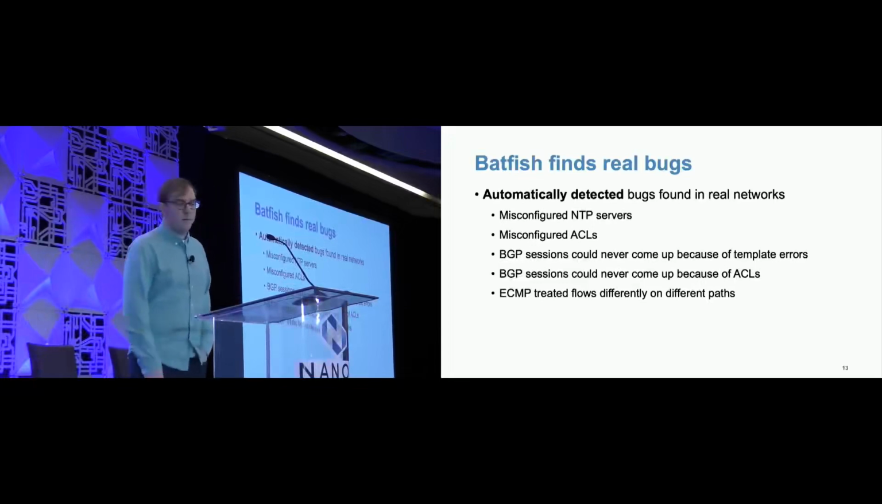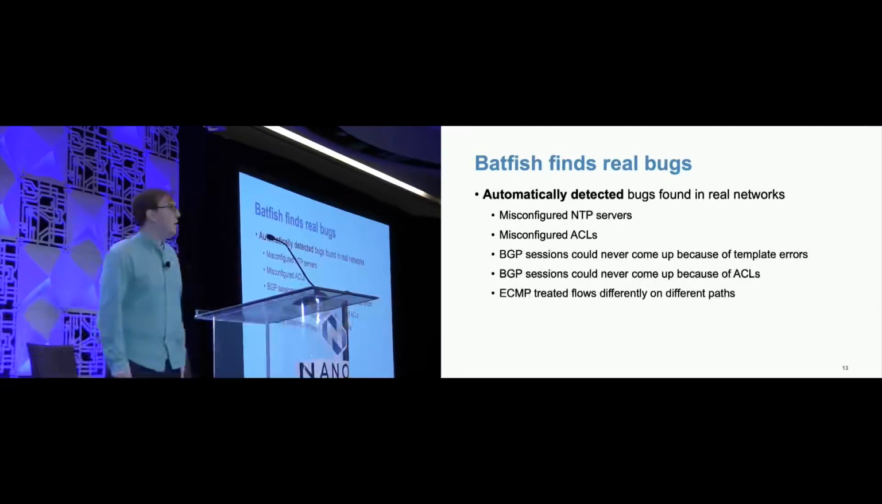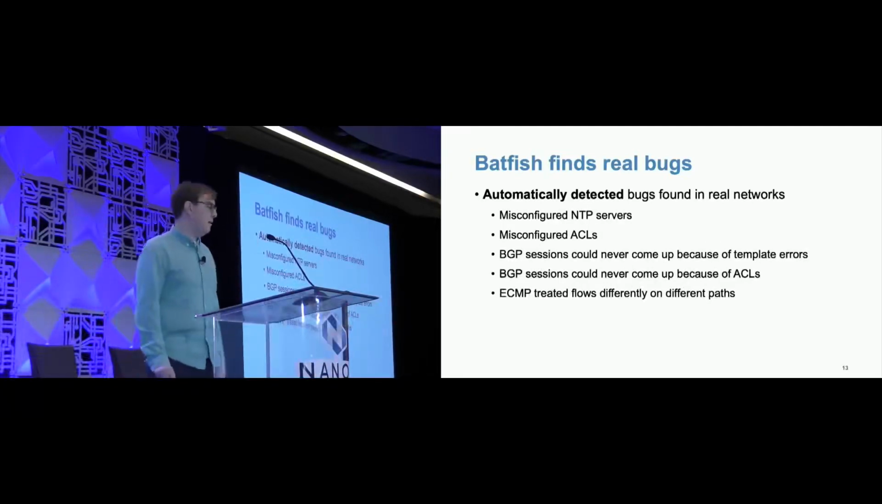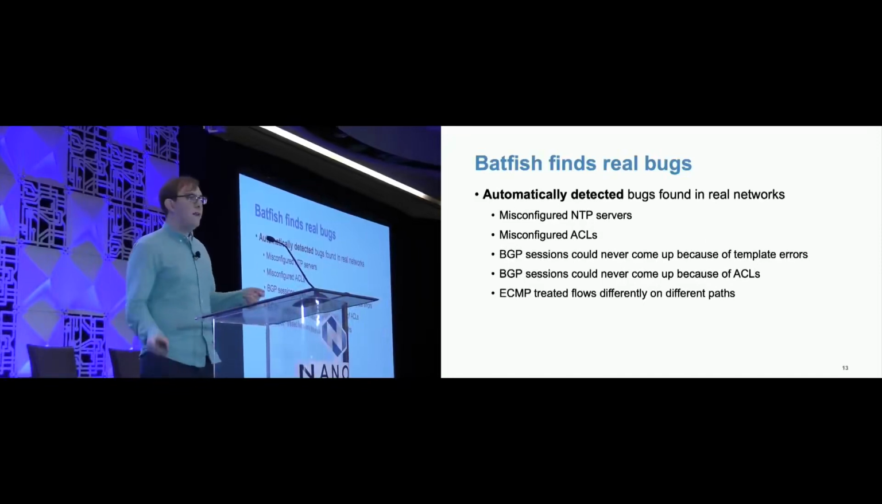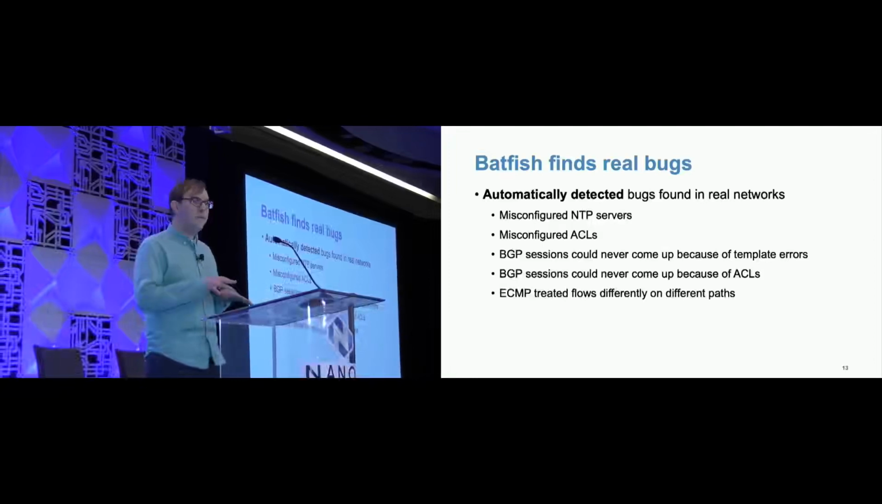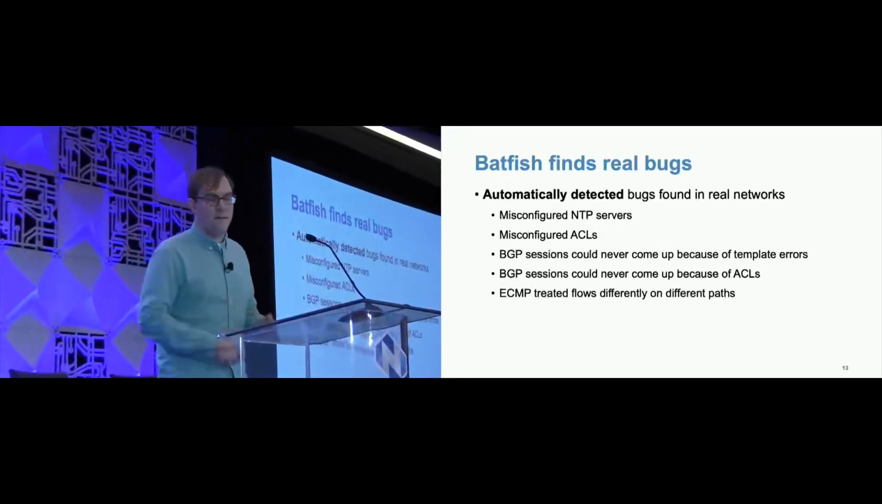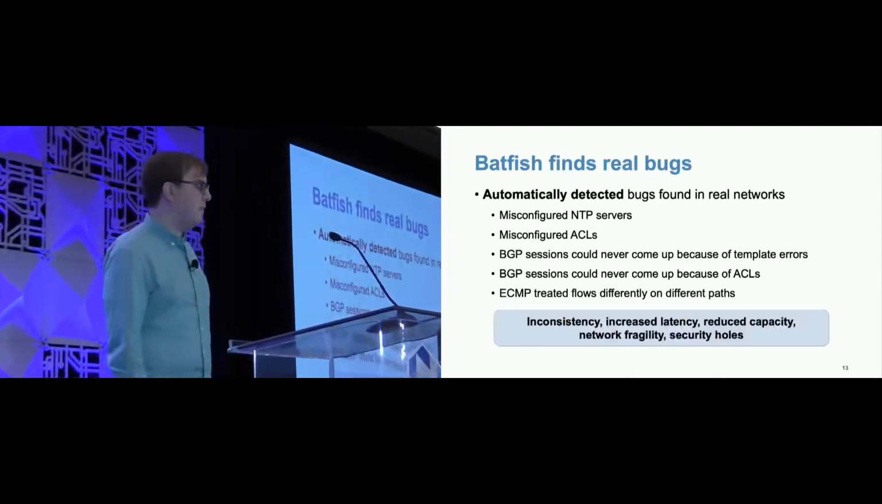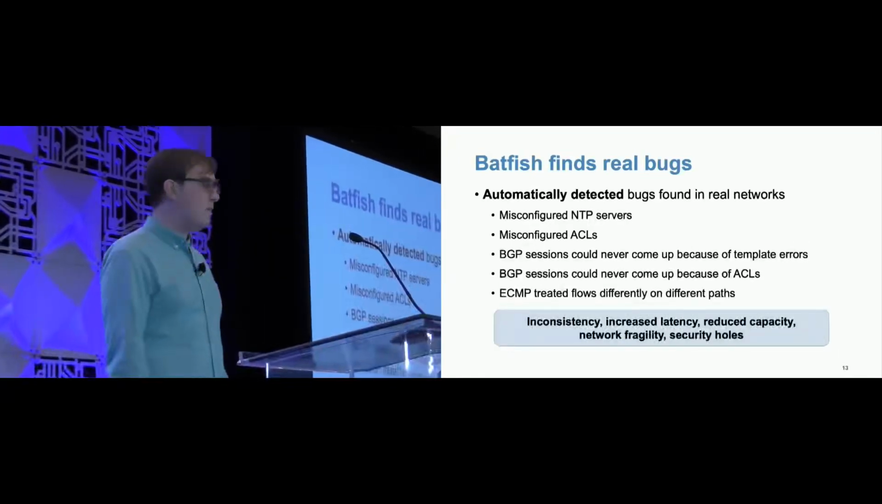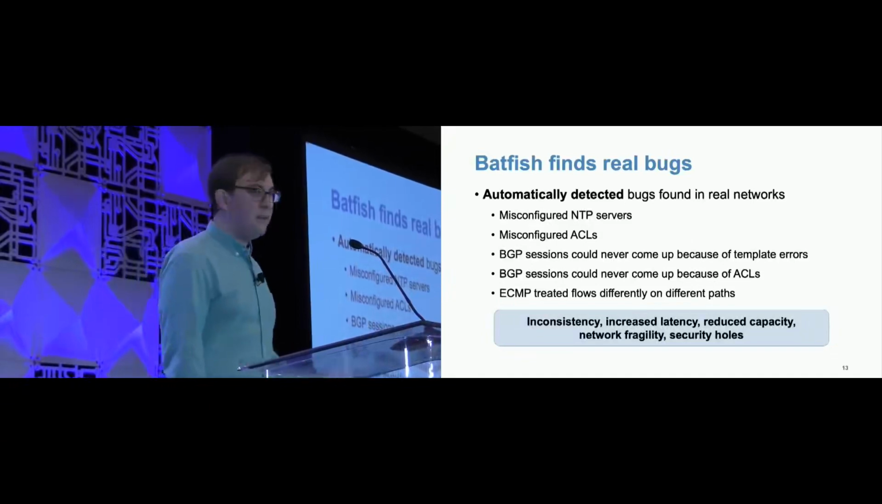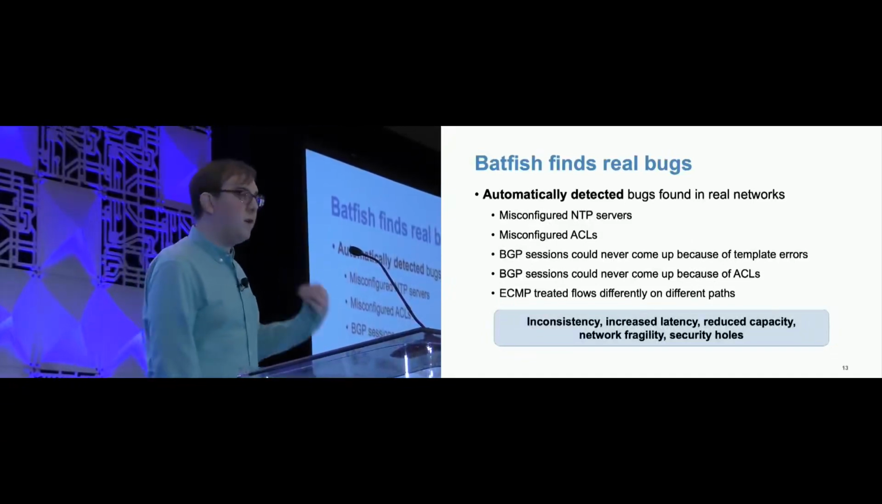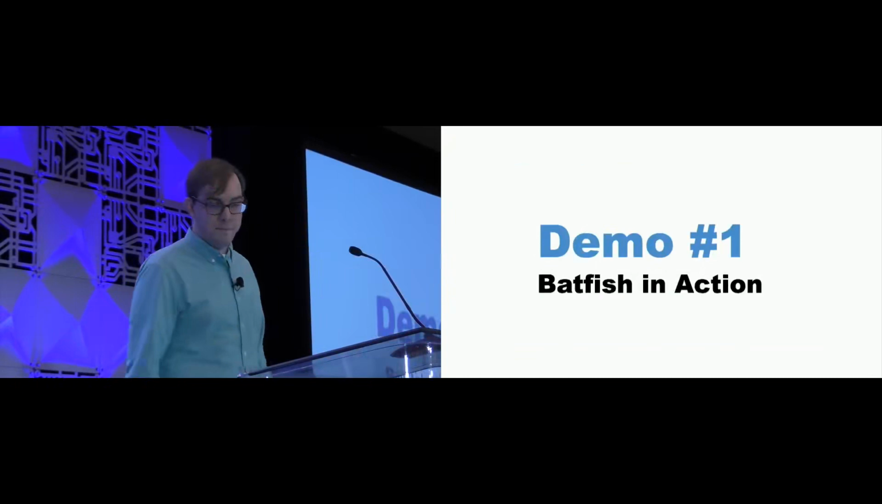We found configuration bugs where, for example, BGP sessions couldn't possibly come up because the two sides weren't configured compatibly, or because there was an ACL in the middle blocking them from being established. We've also found things like multi-path consistency issues, where even though I have ECMP in my network, the flows have different dispositions. Some fail, some succeed, based on what paths they take. The net result of this is inconsistency, increased latency, reduced capacity, fragility, and security holes that you just don't know about until someone finds them.